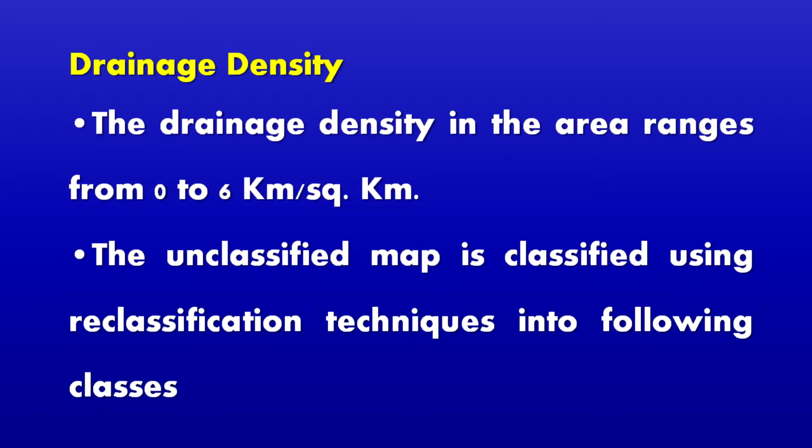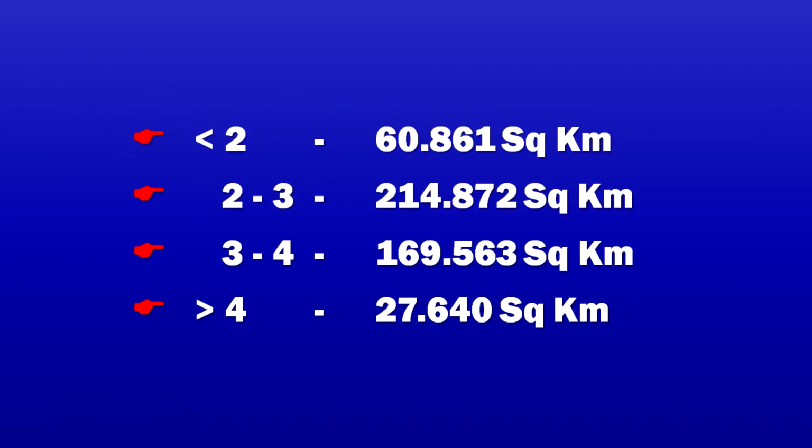The drainage density in the area ranged from 0 to 6 kilometer per square kilometer, and the unclassified map is classified using reclassification technique into the following classes, that is less than 2, 2 to 3, 3 to 4 and more than 4 drains. So, with this the area comes to 60.861 square kilometer for less than 2 drains, and 2 to 3 drains come to 214.872 square kilometer. 3 to 4 drains comes to 169.563 square kilometer, and more than 4 comes 27.640 square kilometer.